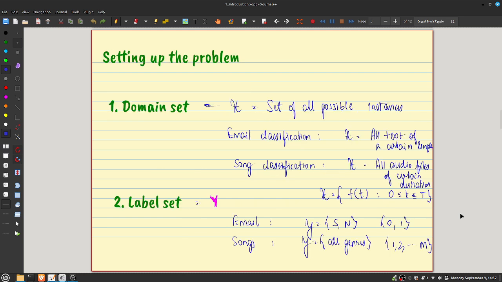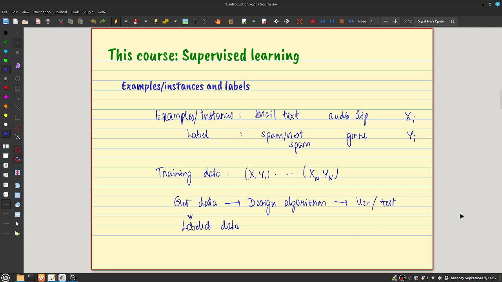In supervised learning, the fundamental assumption is that the training data that is provided to you is labeled. So you're given a bunch of examples or instances and the corresponding labels. And the goal is to design an algorithm that will predict the label for an unseen instance.